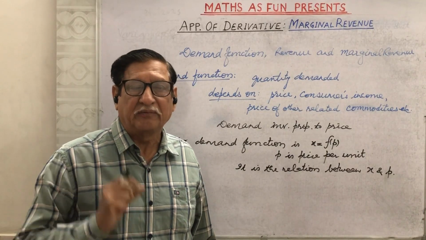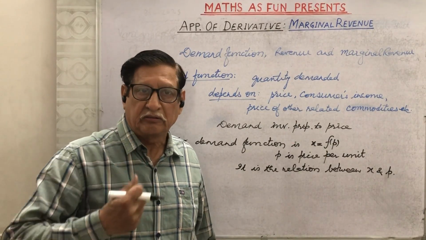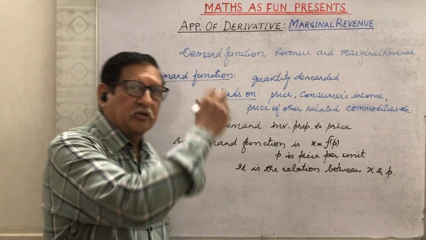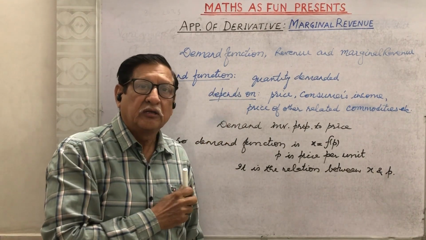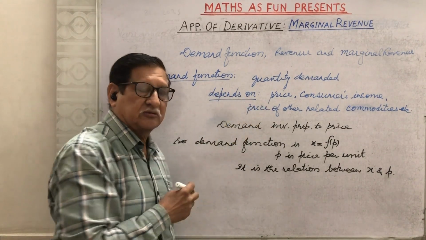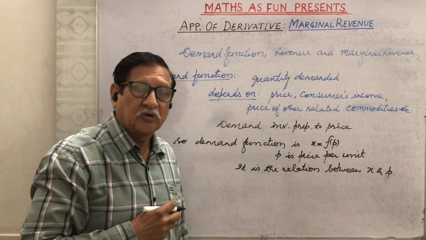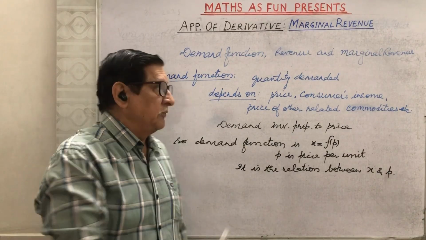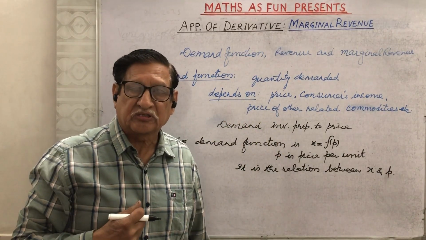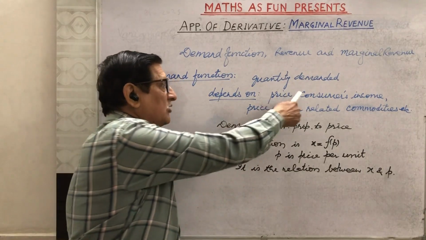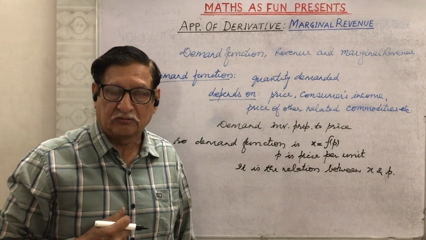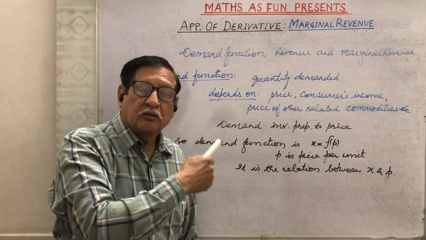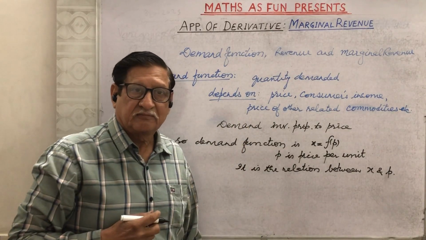What is the demand? Demand means how much is the quantity demanded in the market when we produce something. The demand for any quantity depends on some factors like the price of the item or commodity, consumers' income, the price of other related commodities, etc. Now suppose we consider all other factors as constant. Then the demand function will depend only on the price.